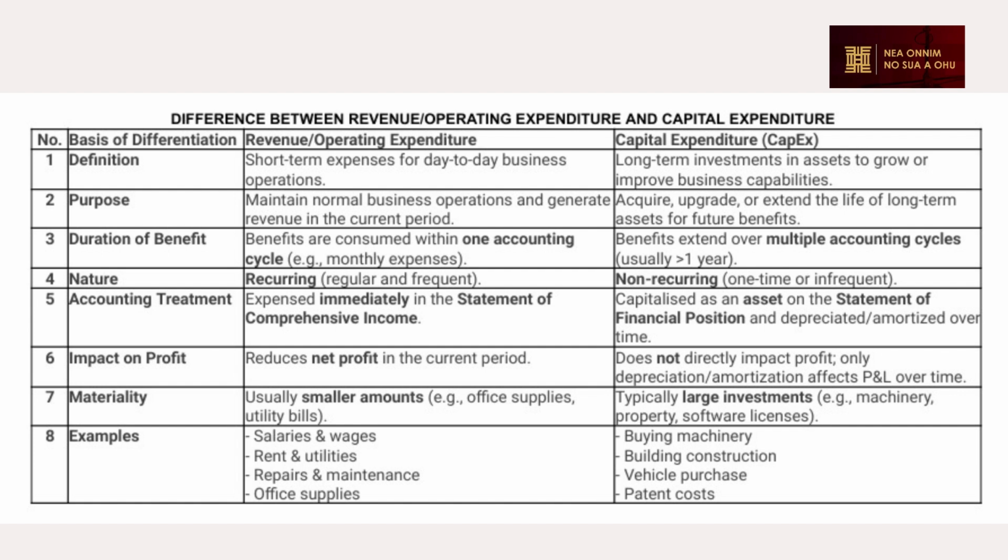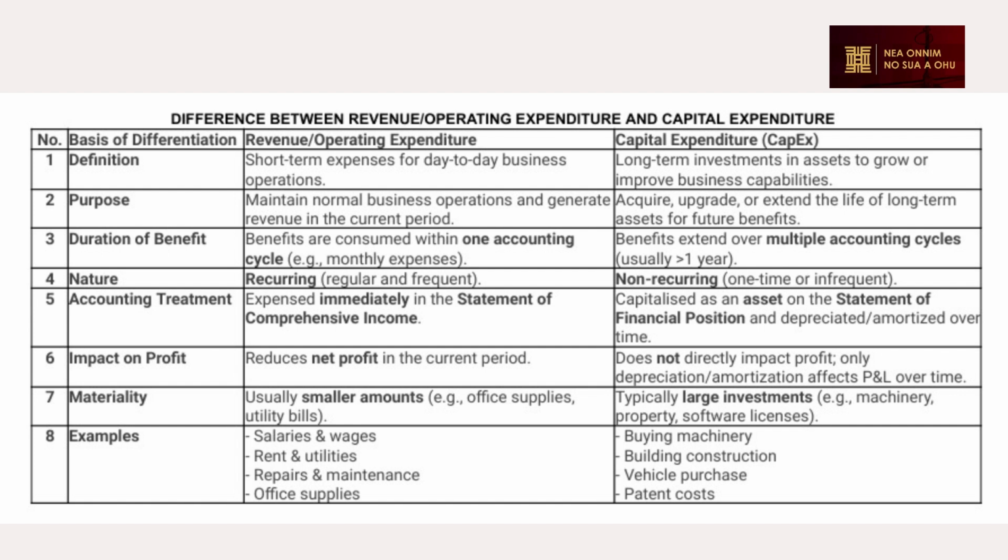So they are expenses incurred to maintain the operations of the business or to generate revenue for typically a single accounting cycle, which we have learned is a 12-month period. In contrast, capital expenditure are expenditure incurred to acquire, upgrade, improve, or to extend the life of long-term assets.